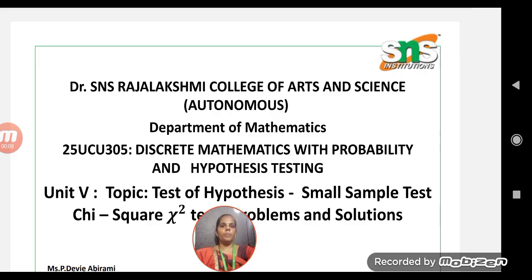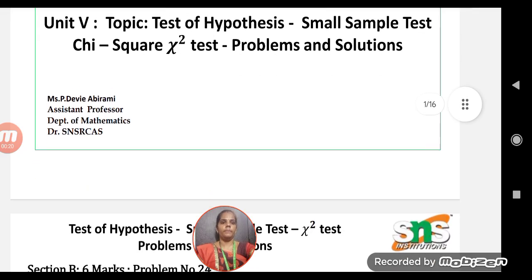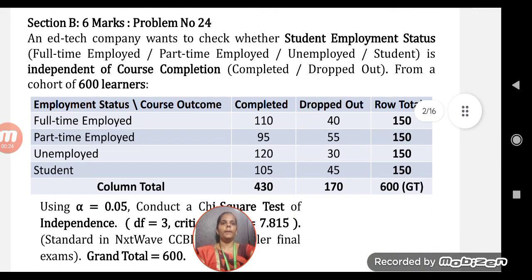Today I am going to explain the topic from the test of hypothesis, the chi-square test. In this I have explained the problems with their solutions. It comes from the subject of discrete mathematics with probability and hypothesis testing. For the chi-square test, the first problem is taken from an edutech company.